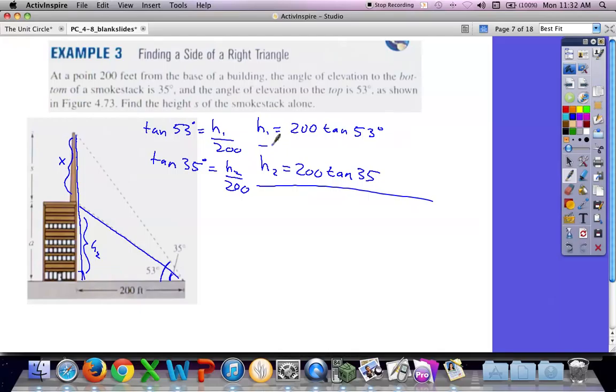I am going to economize here and just use the example in the book. It looks like, in fact, they didn't even calculate each one individually either. So I will do that. That is 200 tan 53 is 29.2.